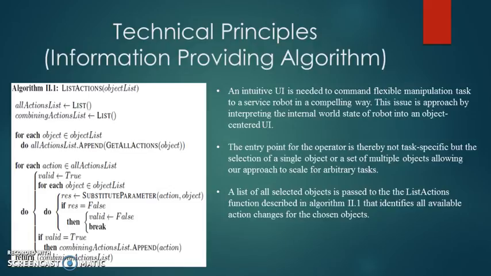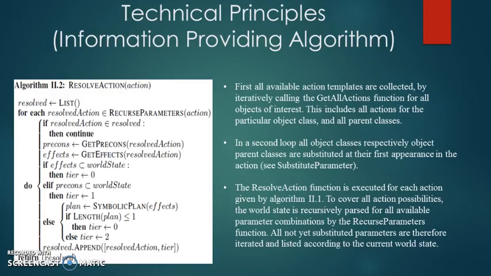A list of all selected objects is passed to the list action function described in algorithm 2.1 that identifies all available action choices for the chosen object. And for the next one, algorithm 2.2, first all available action templates are created by iteratively calling the getAllActions function for all objects of interest. This includes all actions for the particular object class and all parent classes.